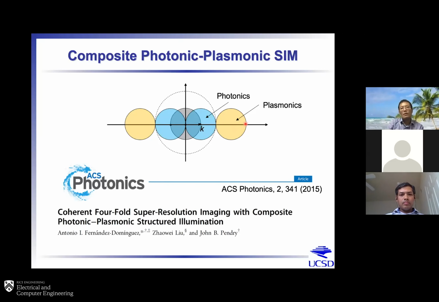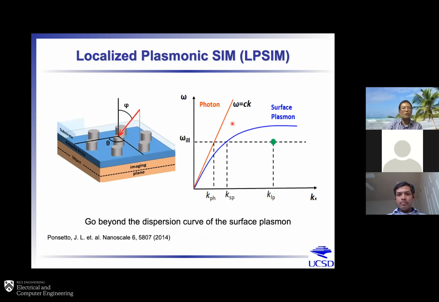So the question is, how do you get these very high k vectors of plasmonics? If you want to deal with interference and high k vector plasmonic waves, the propagation length is also very, very short, and relying on this interference may be problematic. At a later time we thought, okay, let's not use the interference. Let's use the localized plasmon resonance.